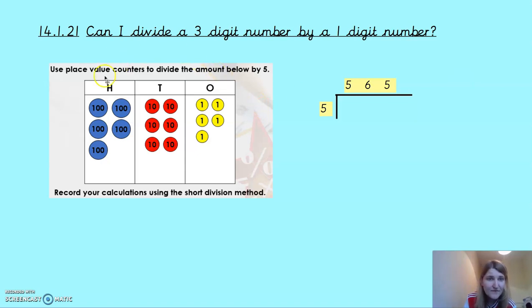Okay, so firstly, we can see here, I've made up a number. It's got 5 hundreds, 6 tens, and 5 ones. That is the same as 565. Okay, now what I'm going to do is divide this, and I am going to show you how I would do it practically with counters and how I would write it.